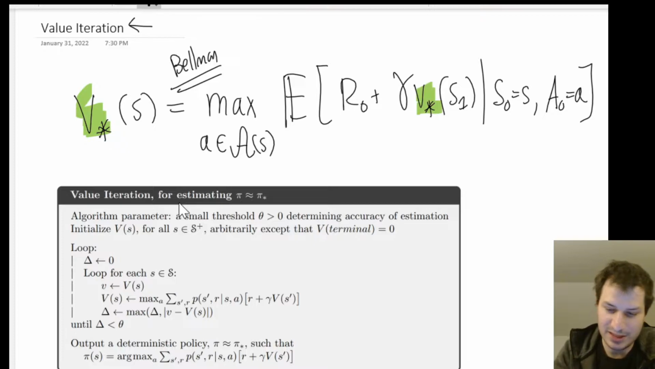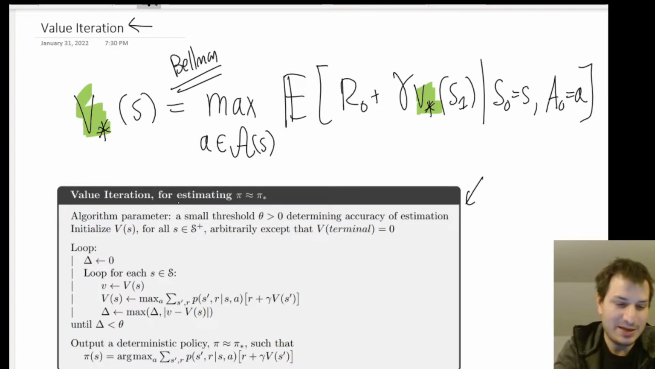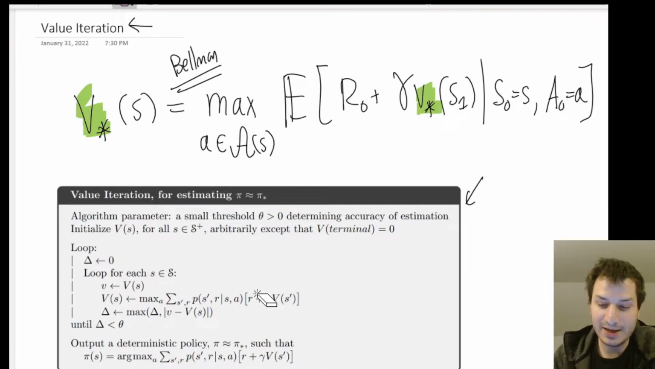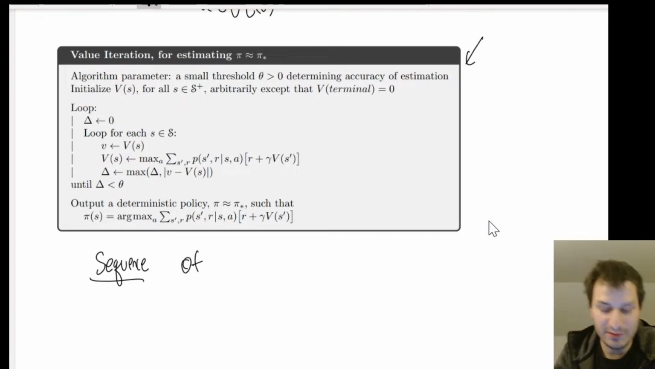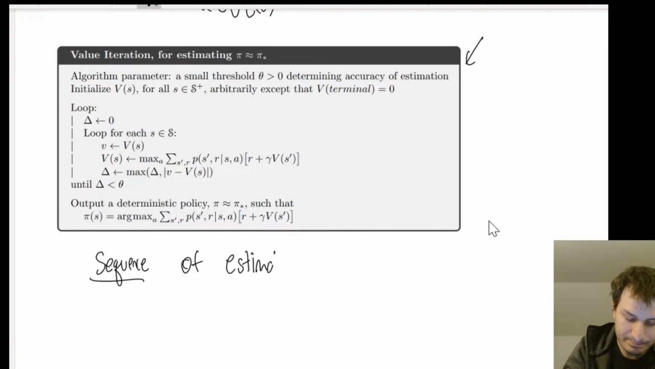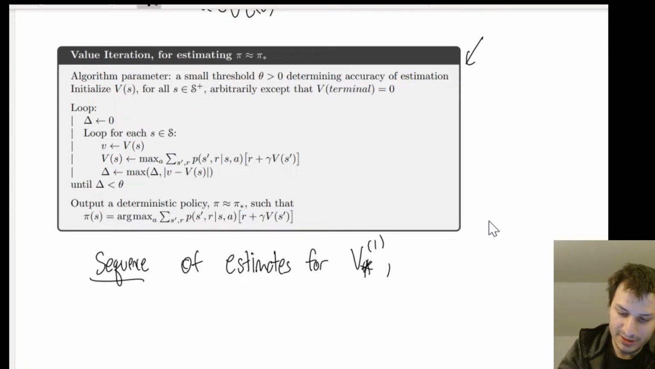And here it is from the textbook. This is the pseudocode for it. I'll tell you, very roughly speaking, what it does: we're not going to calculate V star in one shot. Instead, we're going to have a sequence of estimates for V star, and they're going to get better and better. So we're going to have the first one, the second one, the third one, and so on.